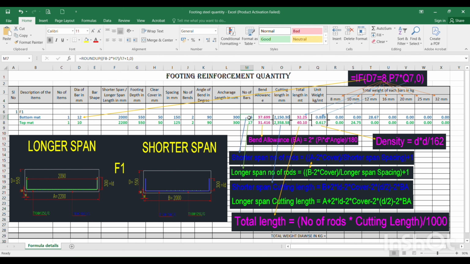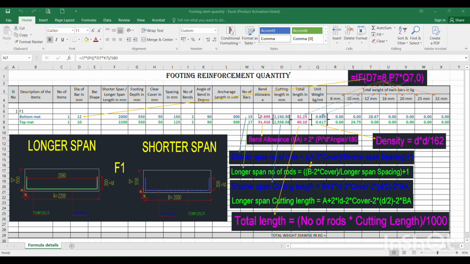Okay, the same formula is entered over here and the same formula is entered over here. And bend allowance, BA, is equal to pi into D into angle divided by 180. This is the bend angle value formula. Here we are having two bends, one bend over here and one bend over here. That's why it is multiplied by two. Similarly for the top mat also.